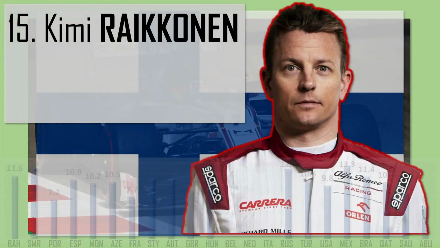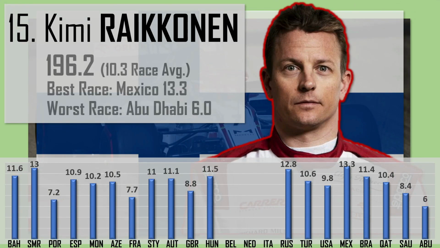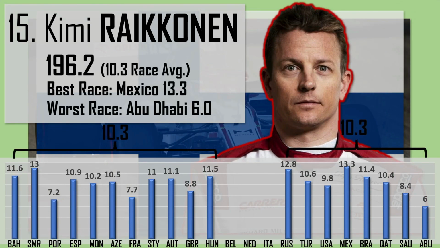Kimi Räikkönen. Now, unfortunately for Kimi, he did end up missing the Netherlands and Italy, so his entire season score is bumped a little bit down with 196.2. However, his race average of 10.3 is quite high up. He had a best race result of Mexico of 13.3 and a worst race result of Abu Dhabi with a 6.0. And Kimi, being the most experienced F1 driver in history, showed his extreme consistency. 10.3 average for the first half of the season and a 10.3 average for the second half of the season.